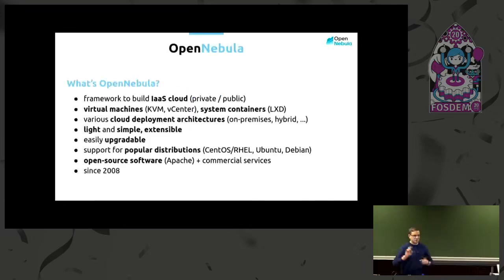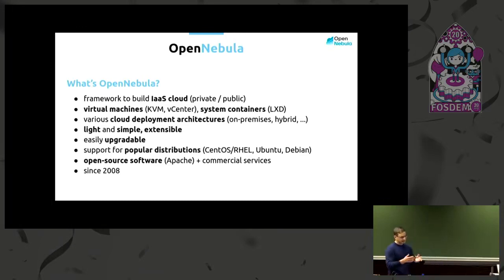So just a quick poll. Who knows what is OpenNebula? Good. And who uses OpenNebula? Great. So just to summarize, OpenNebula is a framework to build infrastructure as a service cloud. Mainly we focus on the private cloud. We talk about virtual machines powered by KVM or vCenter and system containers powered by LXD. We support various cloud deployment architectures, but mainly what we focus on is on-premises private cloud.